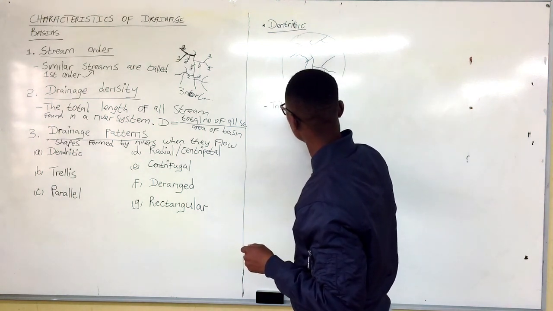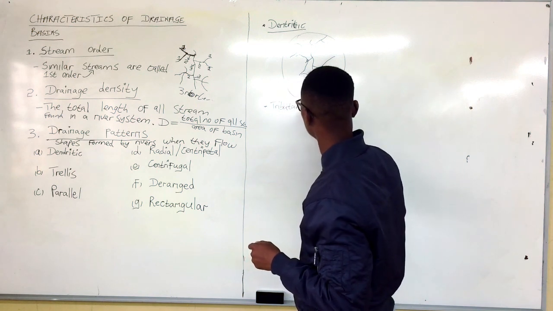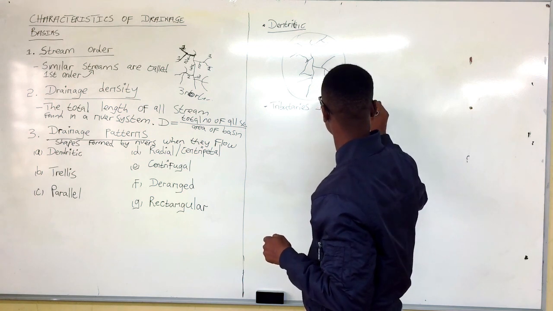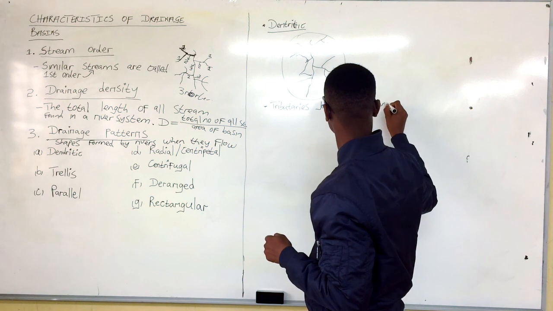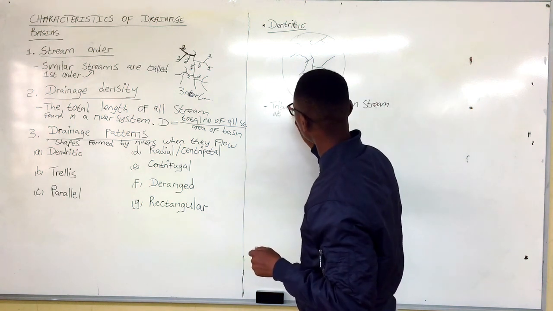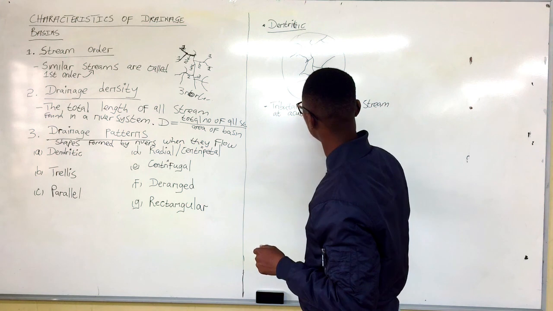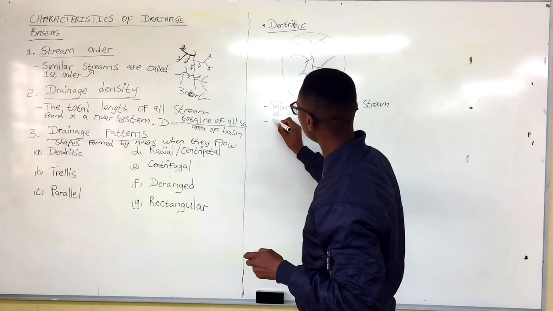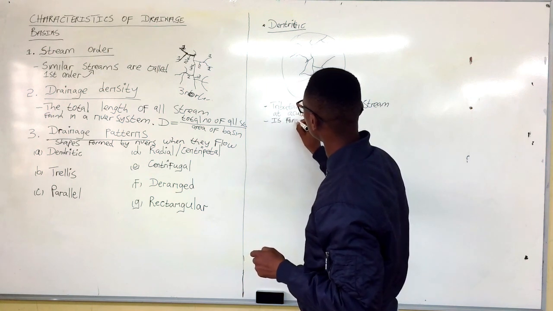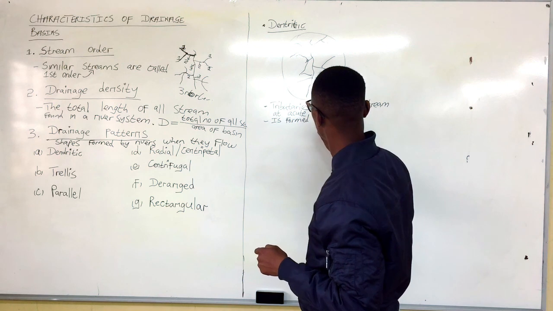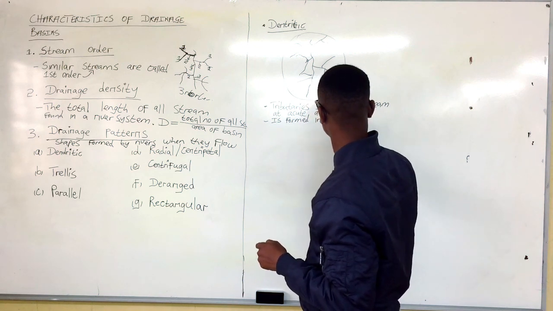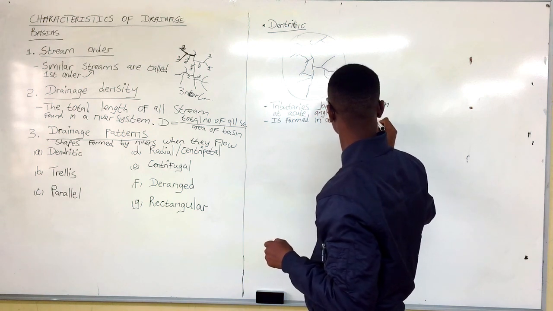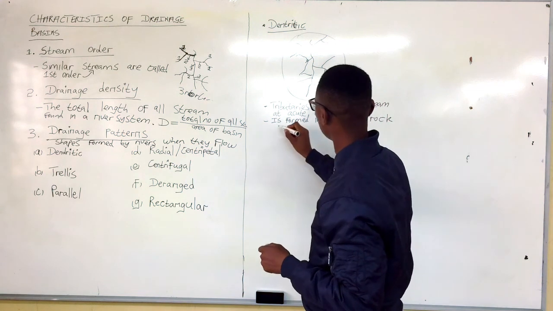The tributaries join the main stream at acute angles. Another thing is that it is formed in a uniform rock type.